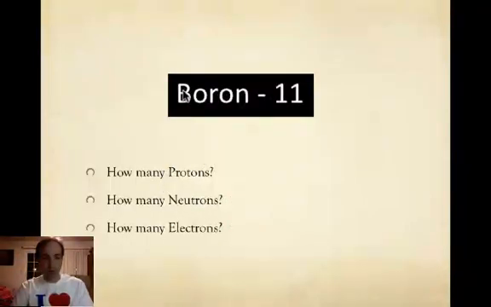The third example, this is a different way of writing it. If we write it this way, this is the name of the element. That one's probably, at least hopefully, pretty straightforward. And then this is the mass number. Now, what does that mean? Well, we get the mass number, but we don't have the atomic number. What are we going to do? Well, we can look up boron on the periodic table. If we look it up, we'll see that boron has an atomic number of 5.